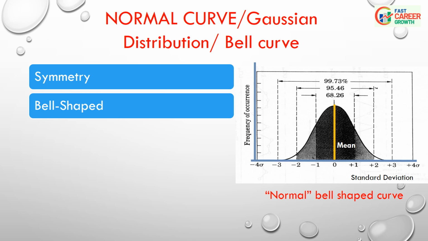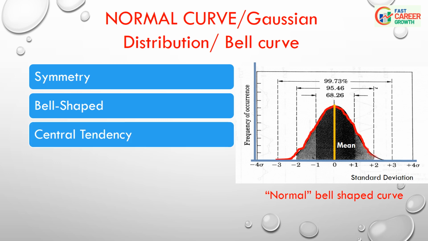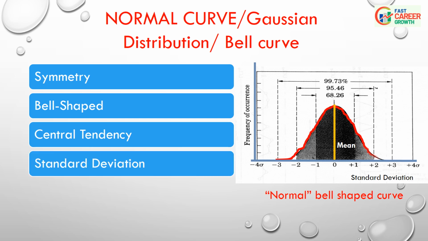Third characteristic is central tendency. The mean, represented by the peak of the curve, is the central value of the distribution. In a normal curve, the mean is also the median and mode. This means that the most common value in the dataset is the mean.